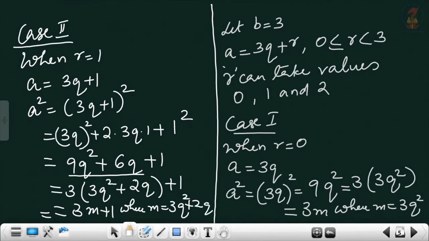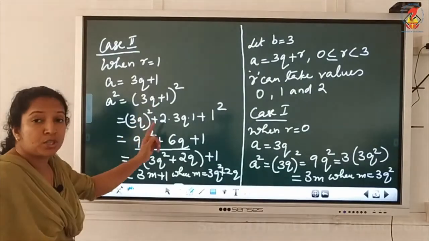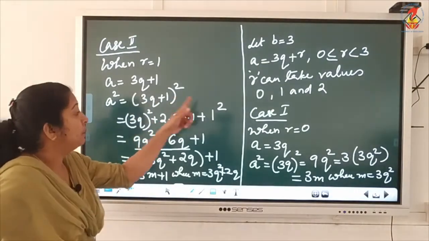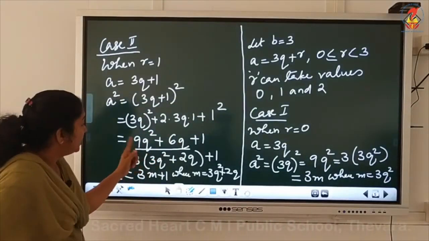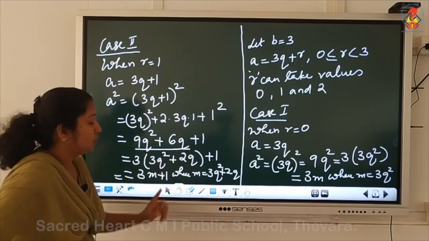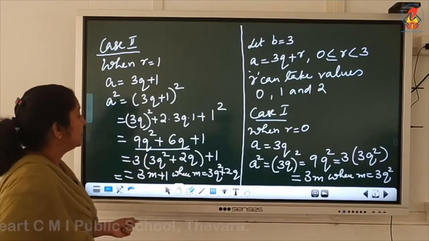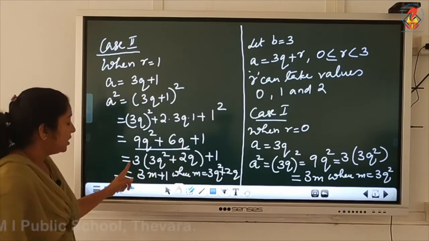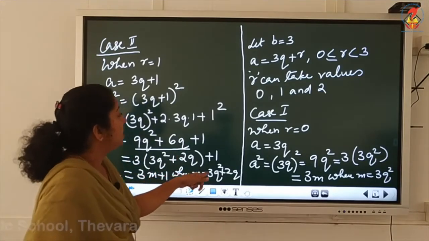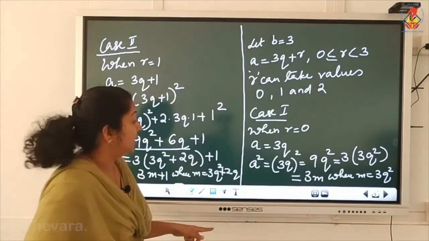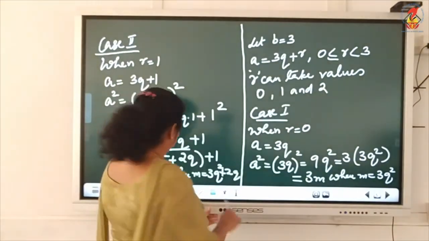So, case 2, when r is equal to 1, we can write a as 3q plus 1. So, a square is 3q plus 1 whole square. This is of the form a plus b whole square, so a square plus 2ab plus b square. So, finally, we got 9q square plus 6q plus 1. Then I have taken 3 out. So, 3 into 3q square plus 2q, plus 1. This is equal to 3m plus 1, where m is equal to 3q square plus 2q.